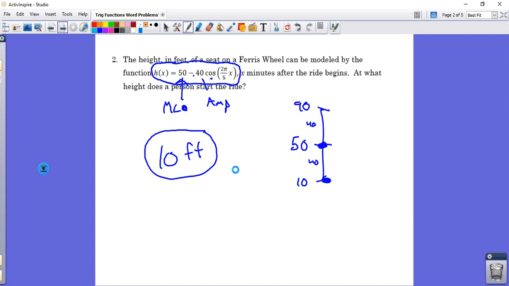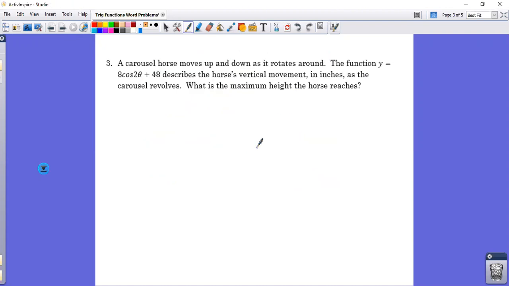Don't see a word problem and just go to the next one because there's too many words to read. So here we have the function y equals 48 plus 8 cosine 2 theta. Remember, that's x, just like anything else, that's your variable. It's describing the horse on a carousel that goes up and down, so in inches, right? What is the, again, maximum height?